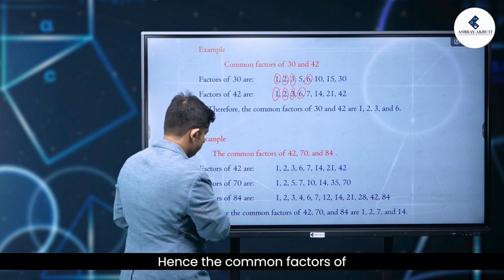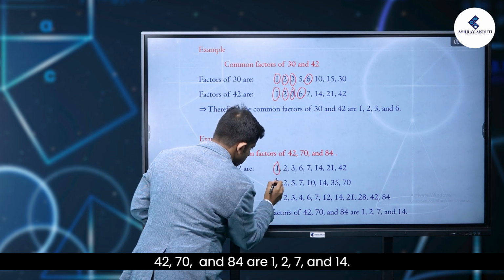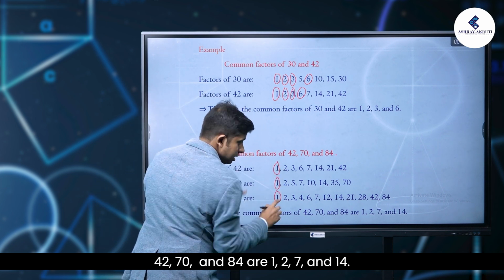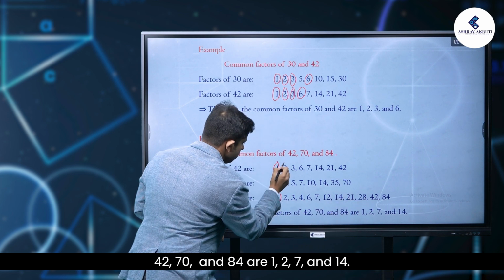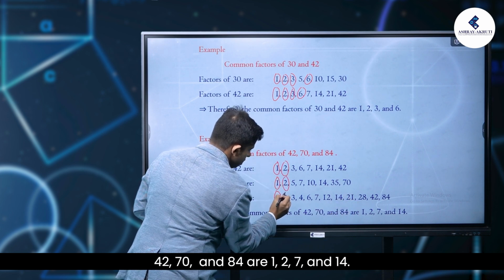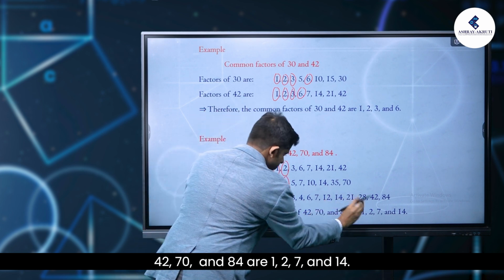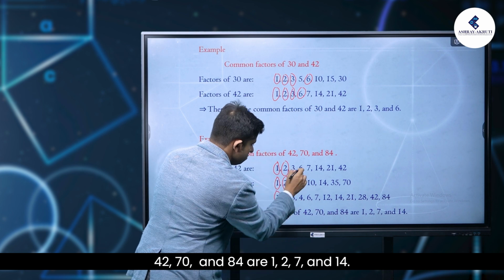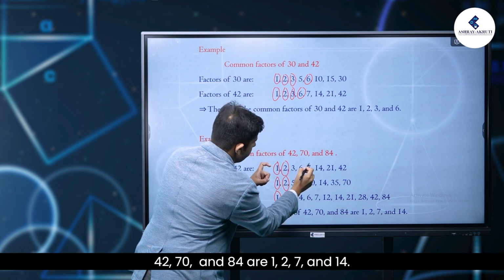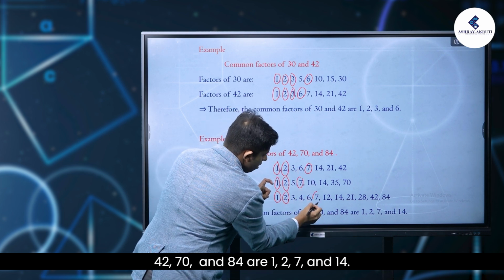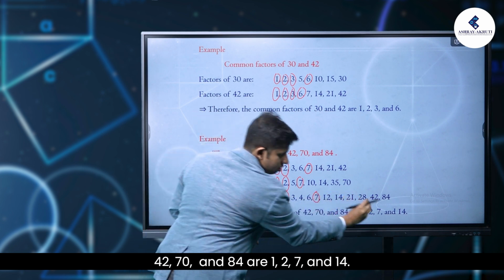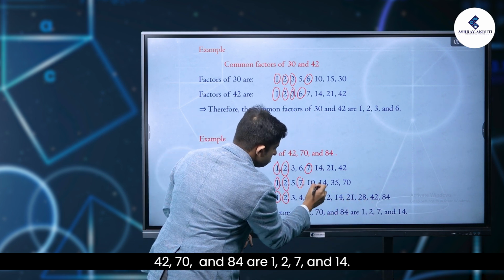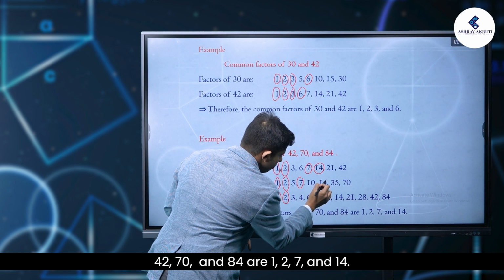Hence, the common factors of 42, 70 and 84 are 1, 2, 7, and 14.